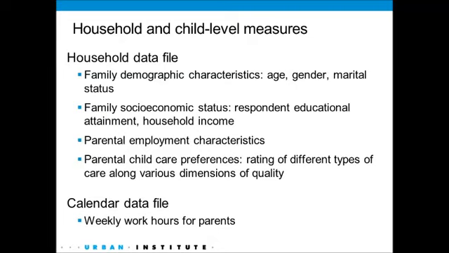So it was pretty easy for us to code the number of work hours in the reference week for parents and then just merge that back into the household survey using the household ID. So those were the household level measures that we used. And then we also pulled in some measures at the cluster level.